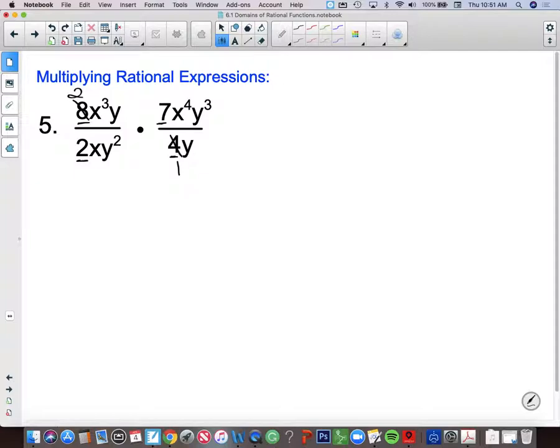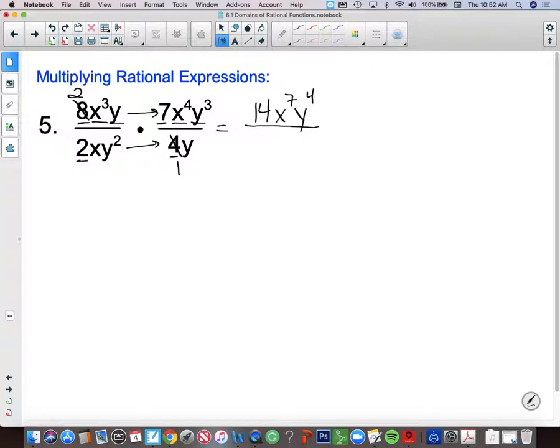Okay, so let's multiply it straight across now. And if some of you guys are looking at the 2/2, you can actually simplify that as well. But we'll just save that for the end. So I'm going to multiply straight across here. So 2 times 7 is going to give me a 14. And then x cubed times x to the 4th, we add the exponents, we'll have x to the 7th. And then y times y cubed is going to give me y to the 4th.